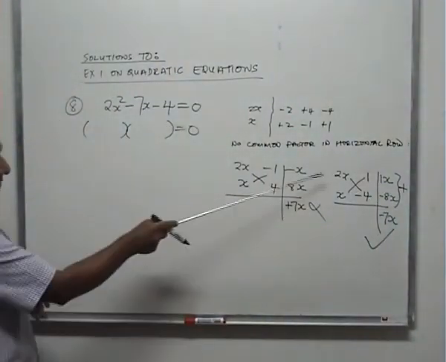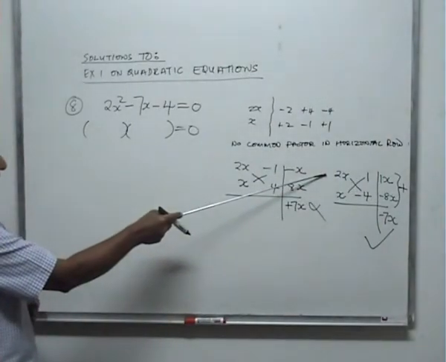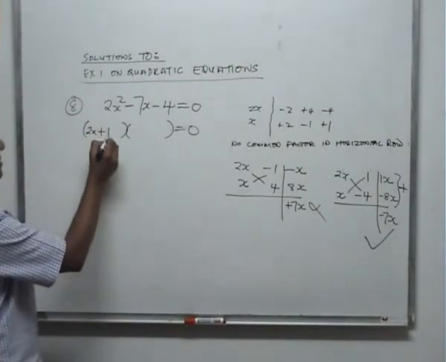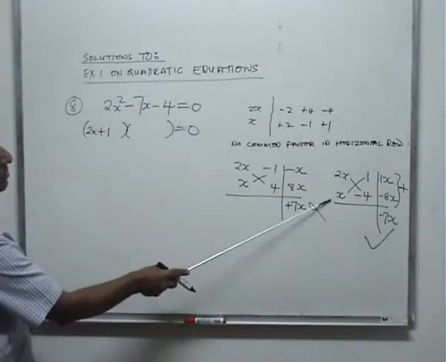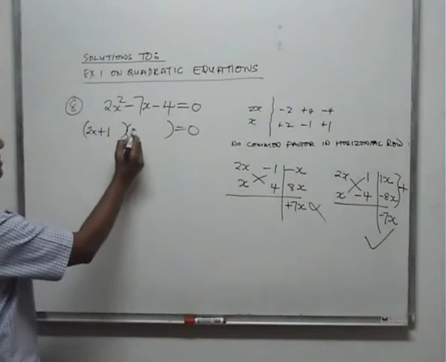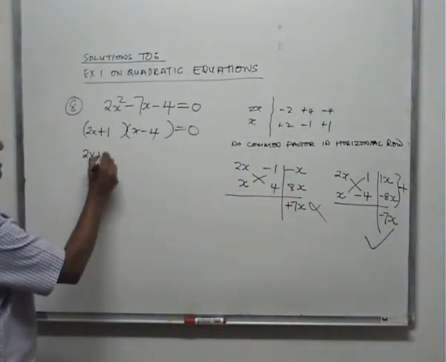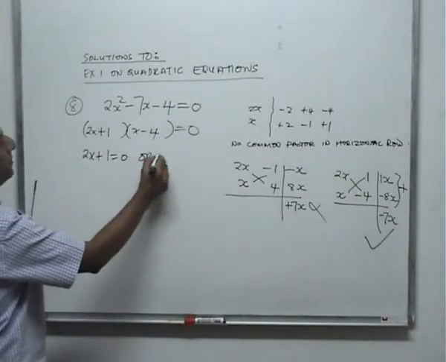Once again, the top row goes in the first bracket, so it's 2x plus 1. The bottom row goes in the second bracket. Then you make each bracket equal to 0.